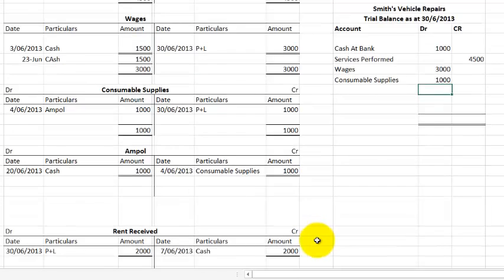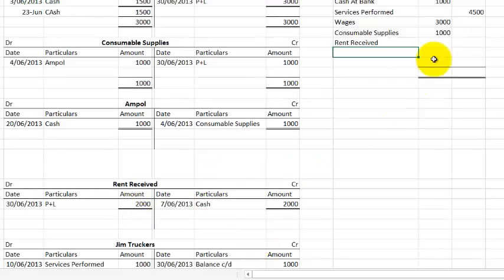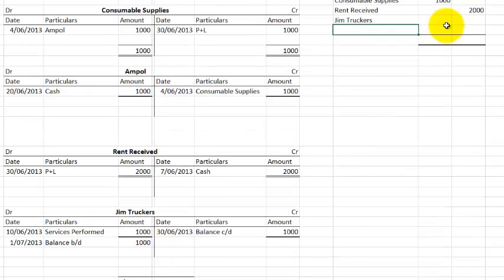I'm going down a bit to get the remainder. Ampol, now I don't have to put anything down for that because there's a zero balance, so I'm not going to do that one. The next account I'm going to do is rent received. That was for $2,000. That's a credit item. Jim's Truckers is an account that is owed. Currently there's a running balance of that of $1,000, but that is on the debit side.